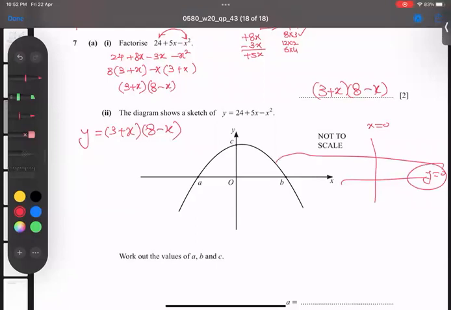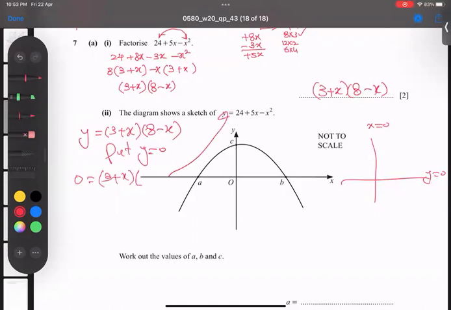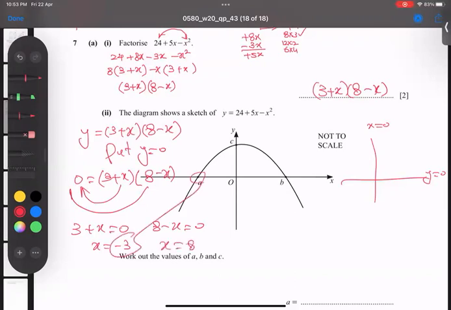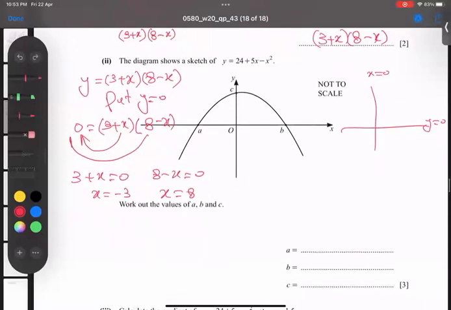Now here I'm putting y equal to 0 for B and A. Why do I put y equal to 0? When I put y equal to 0, 0 is equal to (3 plus x)(8 minus x). Some students, after putting y equal to 0, apply the quadratic formula. No need for the quadratic formula. Either the first part is equal to 0 or the second part is equal to 0. So 3 plus x is equal to 0 and 8 minus x is equal to 0. Here I got x is equal to negative 3 and here I'm getting x is equal to positive 8. Common sense: this is a negative value on the left hand side and it's 8 here. So the a value I'm getting is negative 3 and the b value I'm getting is 8.